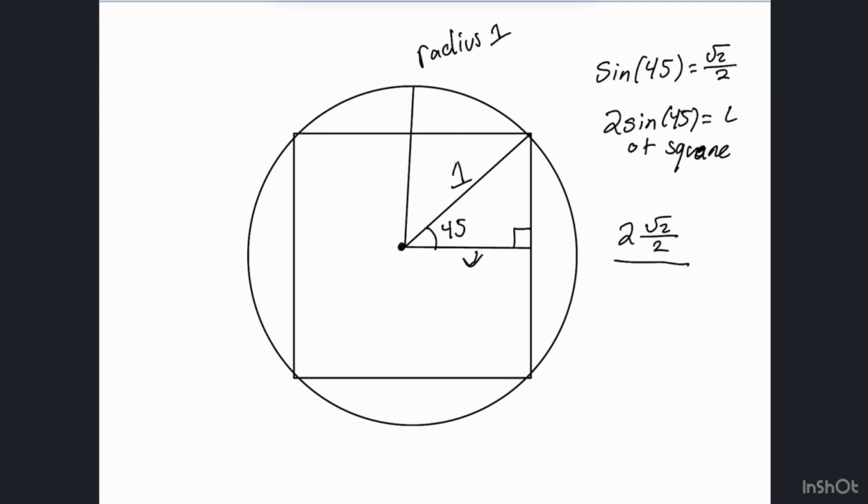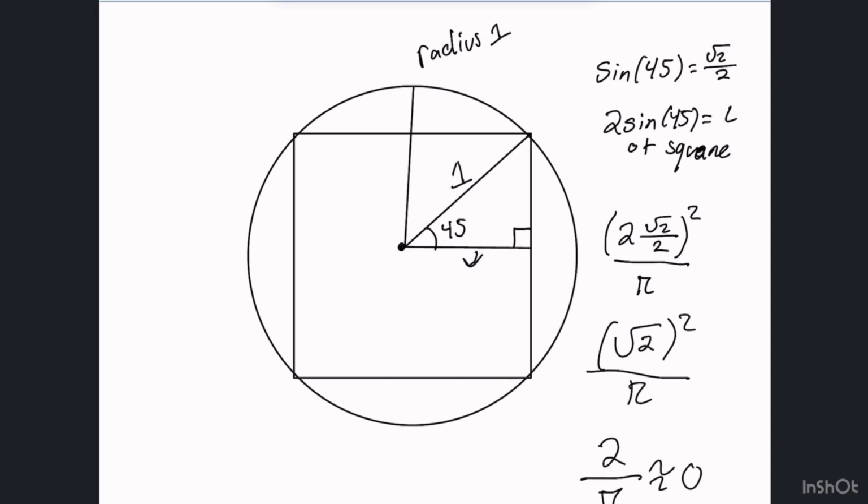Just some quick math to show you how I got the evaluation. And then the area of the circle is just pi because the formula for the area of the circle is radius squared times pi, and that is just pi because the radius is 1.